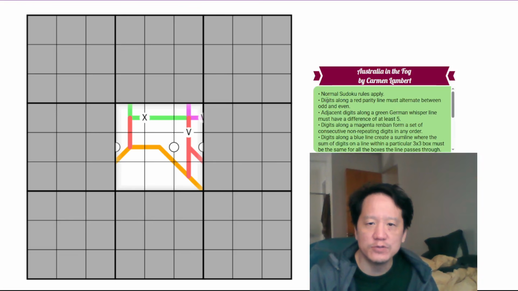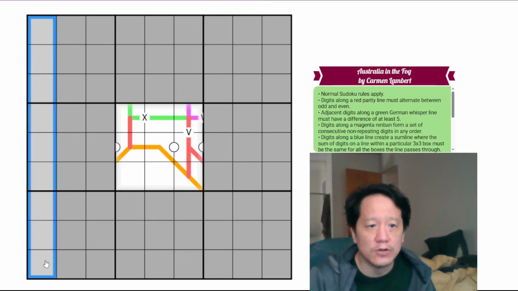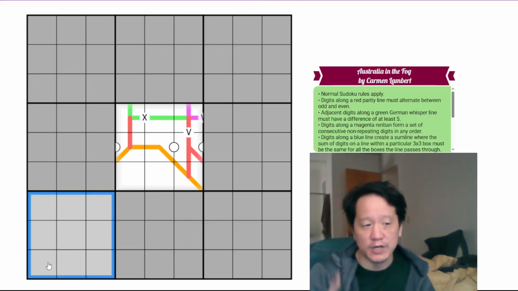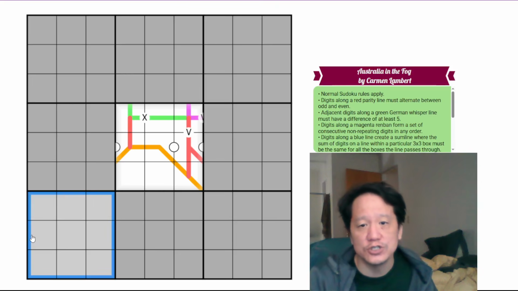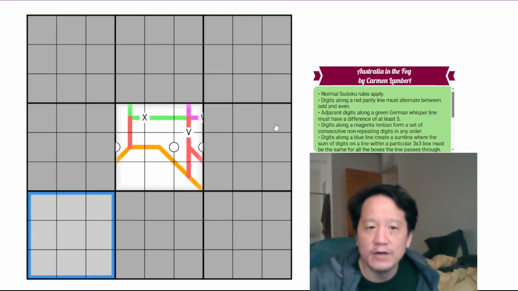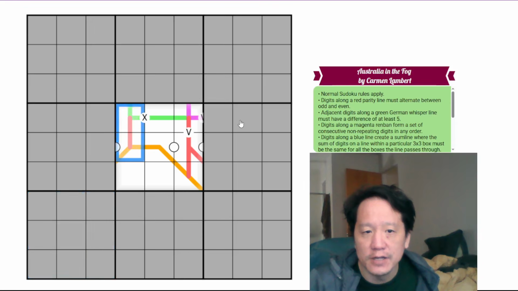Normal Sudoku rules apply, which means in every cell in the grid, place a single digit such that every row, column, and designated 9-cell region contains the digits 1 through 9 exactly once each. Digits along a red parity line must alternate between odd and even. So for example, if this were an odd digit, this would have to be an even digit because they are neighboring digits on a parity line.